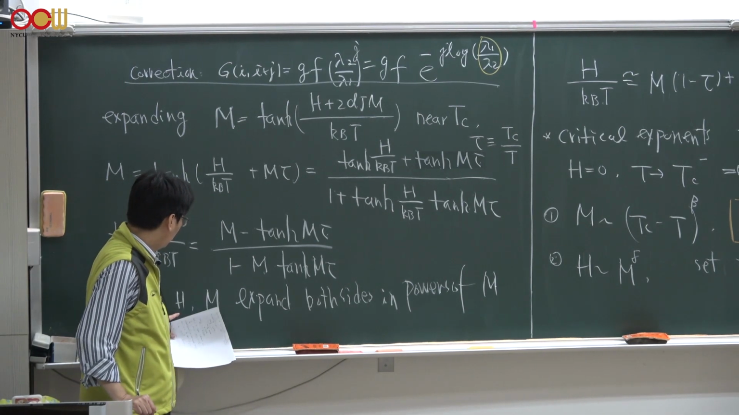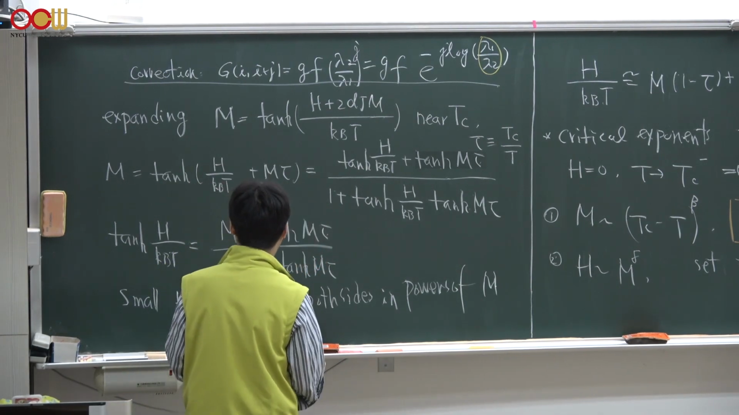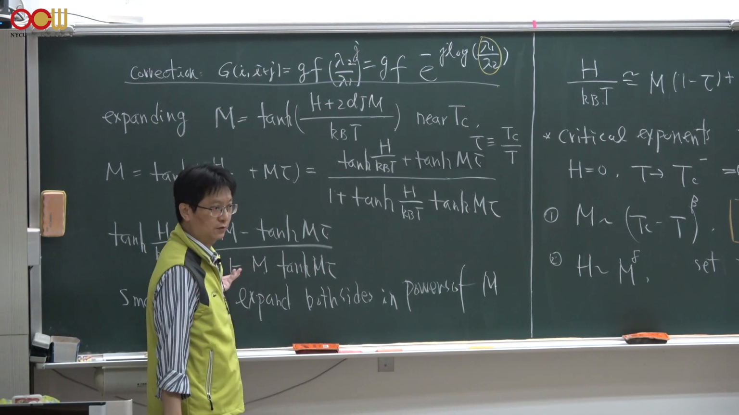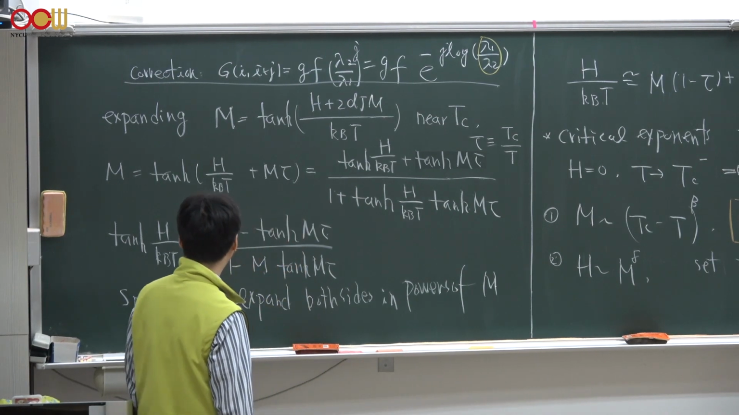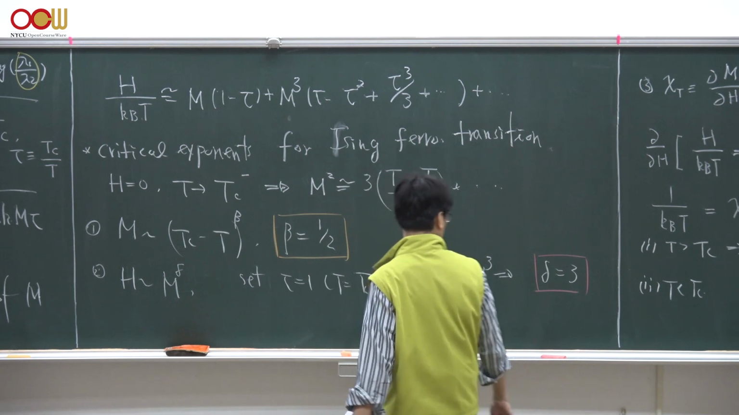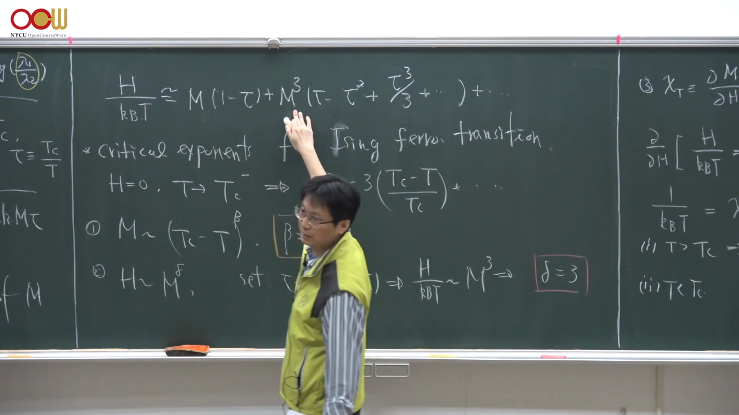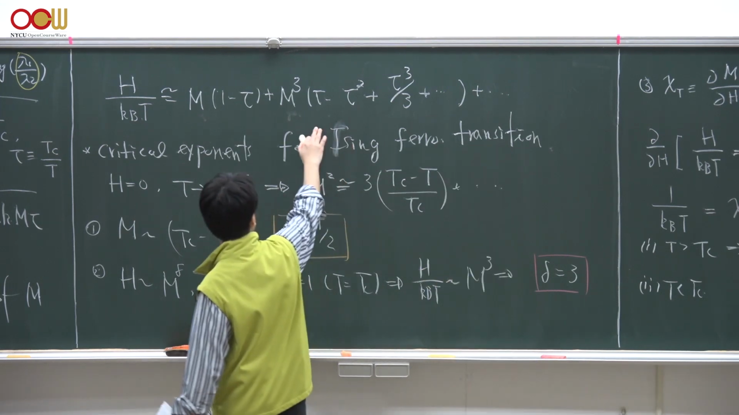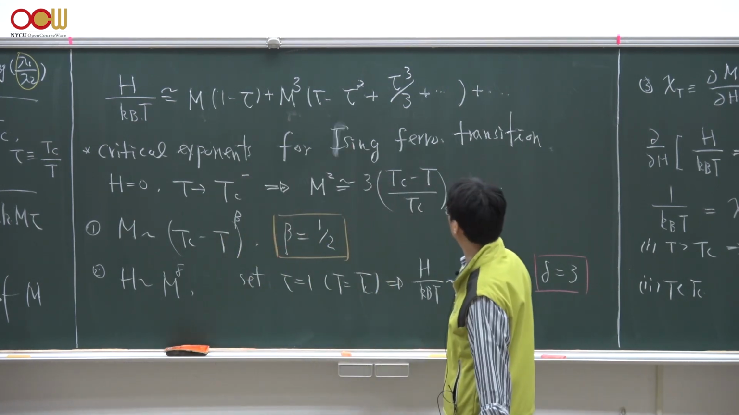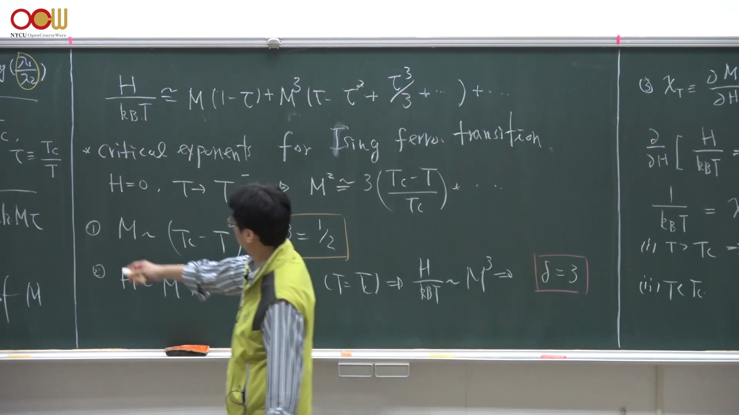And so when both the external field and the magnetization are very small near the transition, we can Taylor expand this hyperbolic tangent function on both sides of the equation. And when we finish, we get this relation here. So we just keep this expansion up to third order in magnetization, and also up to cubic order in Tc over T. Okay, so we define a parameter called tau, which is Tc over T.